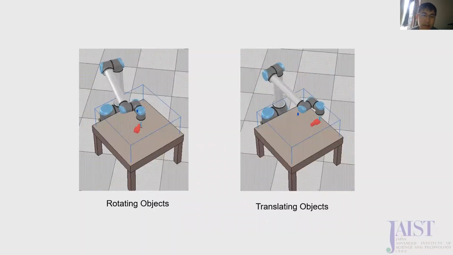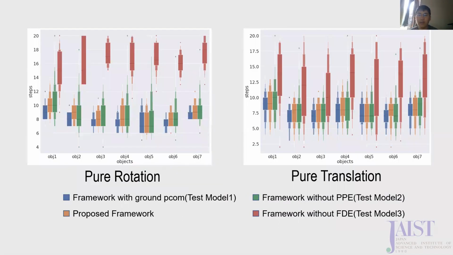In the second experiment, we conduct two different experiments, rotating object and translating object. We use 3 alternative settings based on the proposed modules in order to evaluate the learning modules inside the framework. We can see test model 1, which utilized the ground truth PCOM, performed best for almost every novel object, and test model 3 performed worst. In the experiment of pure rotation, test model 2 and the proposed model performed similarly in terms of the mean pushing steps. However, we observed that the performance of test model 2 varies greatly compared with the proposed model.